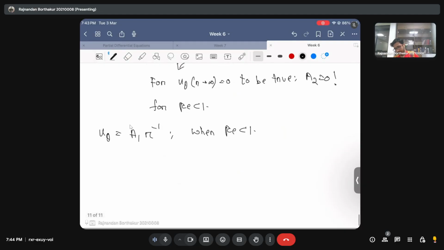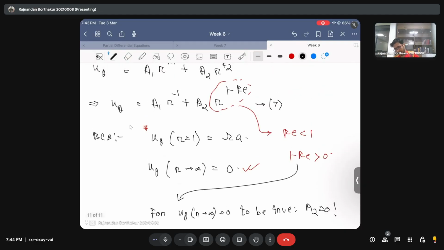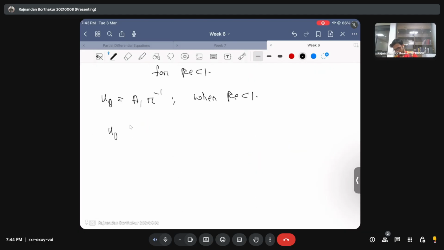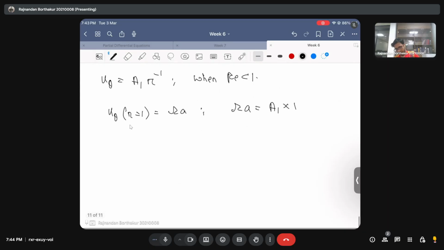Okay, and then if I now use this boundary condition, I have that u theta at r equal to 1 is equal to omega times a, which means I can have omega a equal to a1 times 1, which means a1 is just going to be equal to omega a.